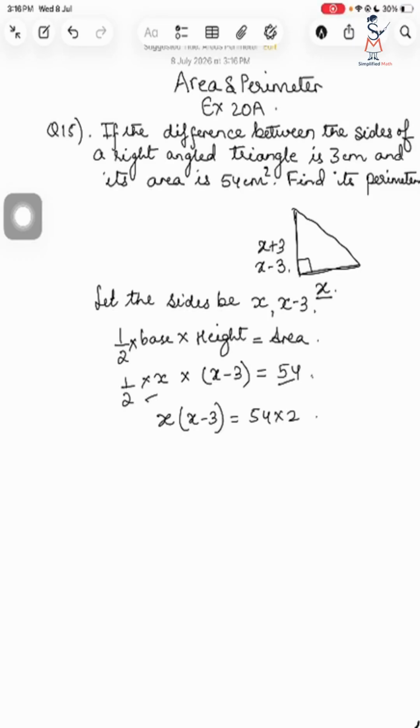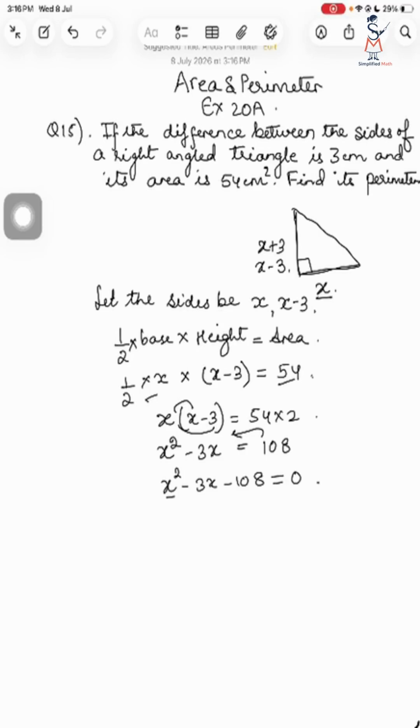Now we will multiply x with x minus 3. So it becomes x times x, x square, x times 3, minus 3x, is equal to 108. So 108 comes to this side. Why are we getting it this side? Because this is a quadratic equation, because the highest power is 2.